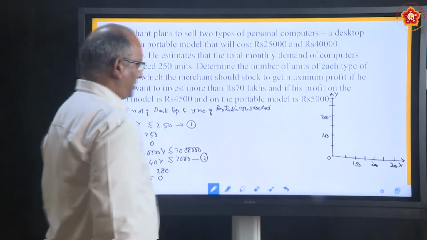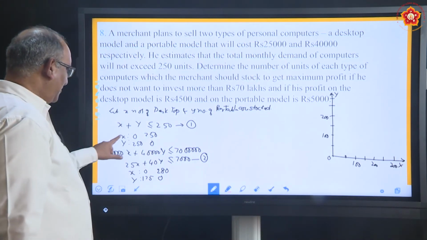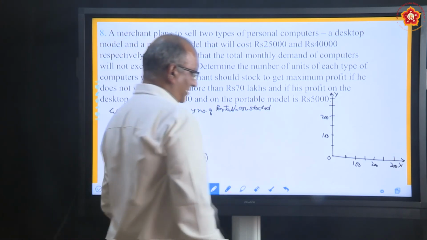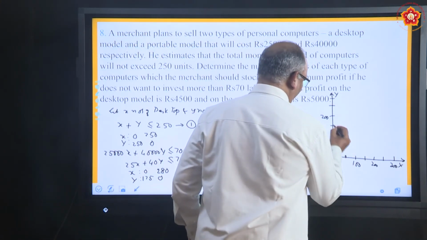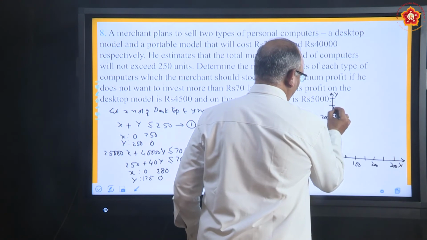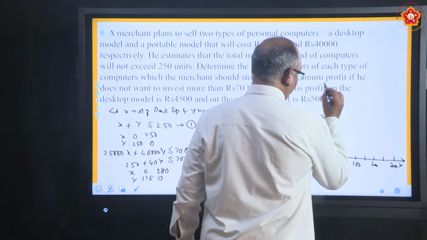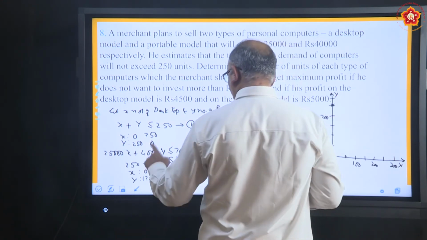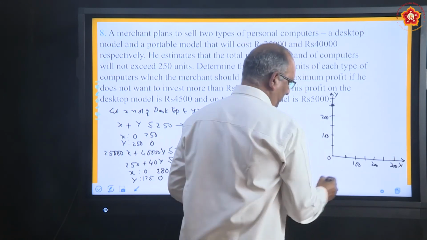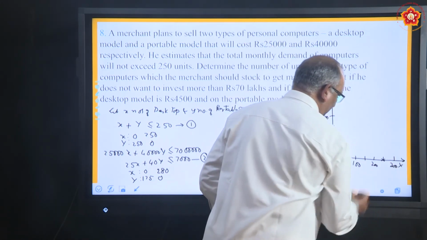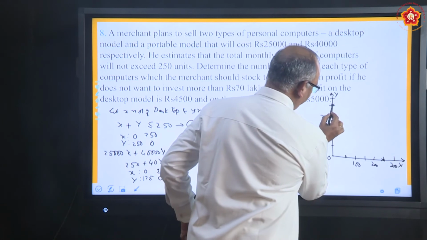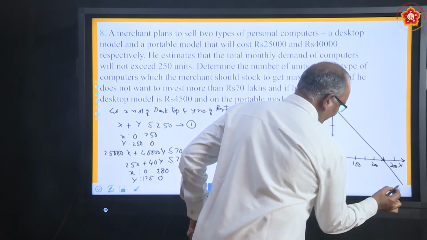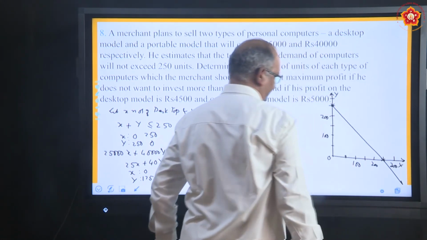Now plot these points. What are the points? When x is 0, y is 250. This is the point, because the next point is 300. And when x is 250, y is 0. So this is the point. Join these two points. So this is one line.